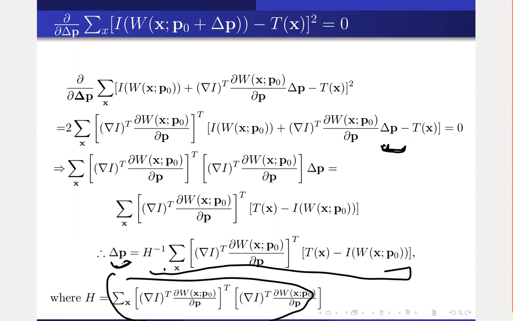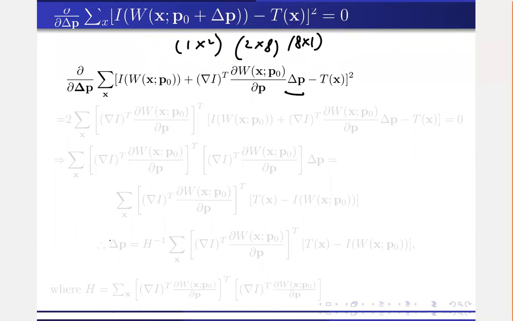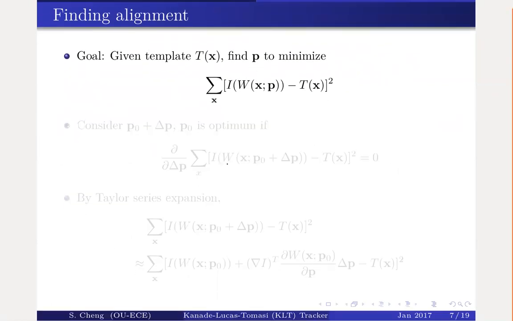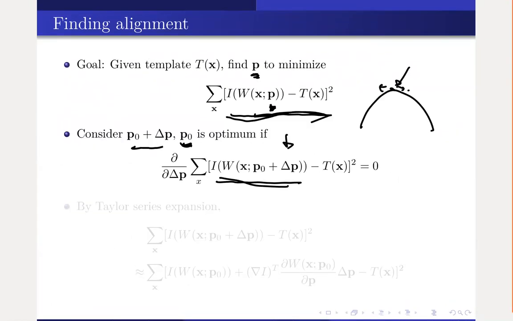So now I compute delta P. What should I do, by the way? It may be a good time to pause and think. We start from here, saying let's say this is the optimum. I have this, I expand that, I compute the delta P, and this is equal to 0. I approximate this with Taylor series expansion and solve for delta P. So after I solve for delta P, what should I do with it? What should I do next?